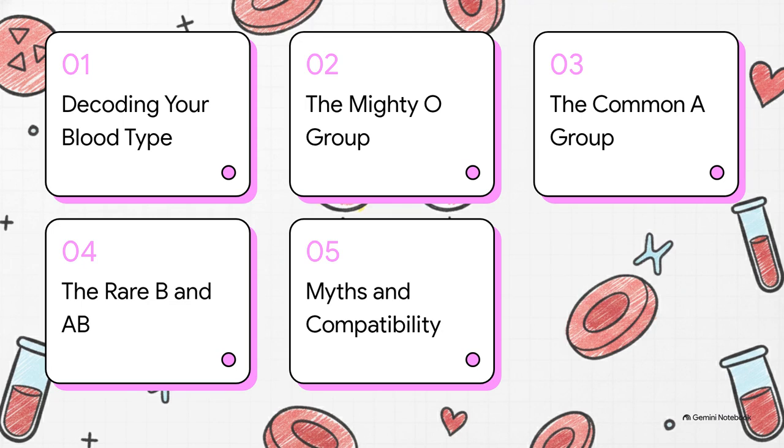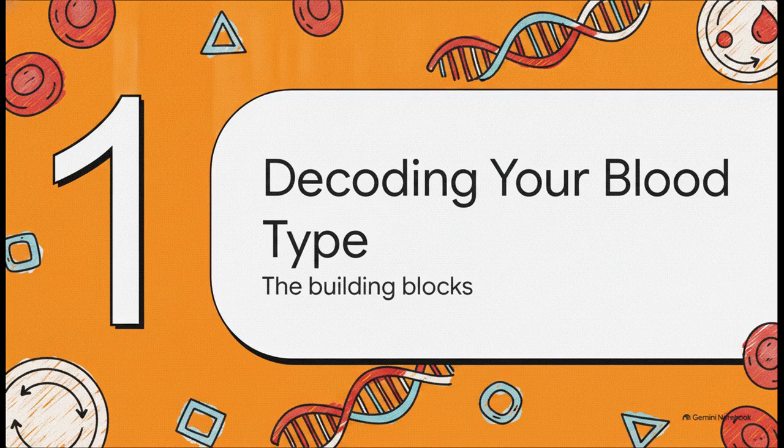Here's our quick roadmap for today. We're going to start by decoding the building blocks of your blood type. Then, we'll take a tour through the groups, the mighty O, the common A, and the really rare B and AB groups. And finally, we're going to wrap up by busting some myths about compatibility. All right, let's kick things off with Section 1, decoding the literal building blocks of your biology.